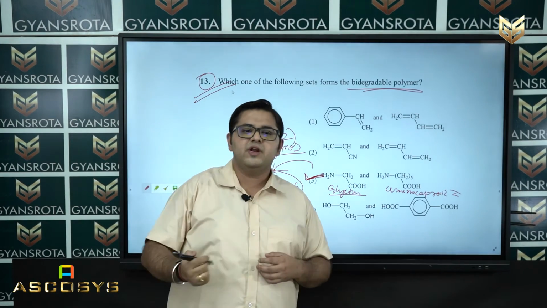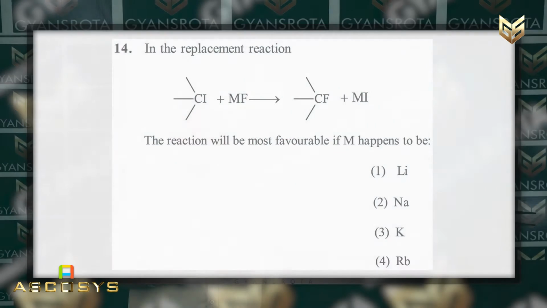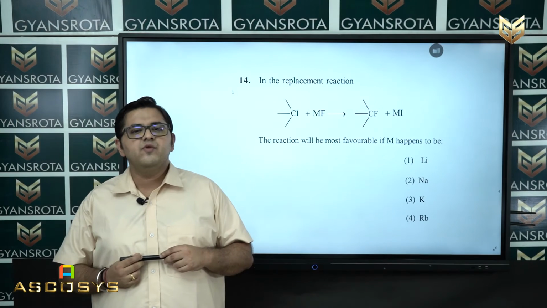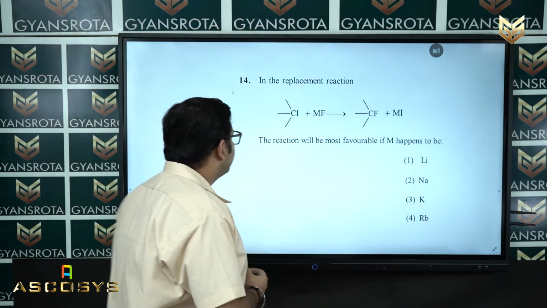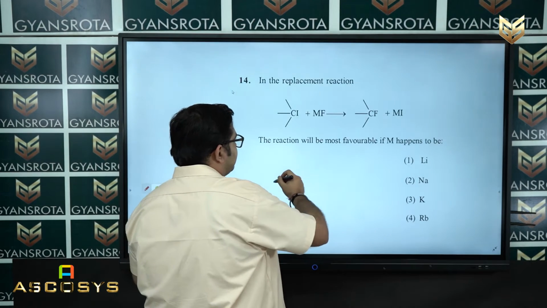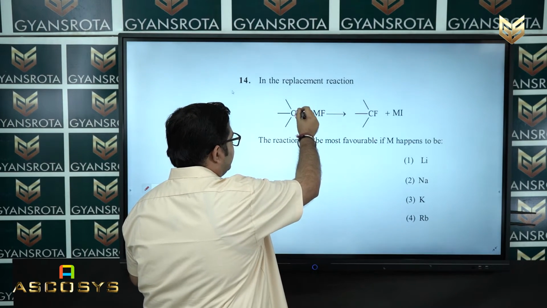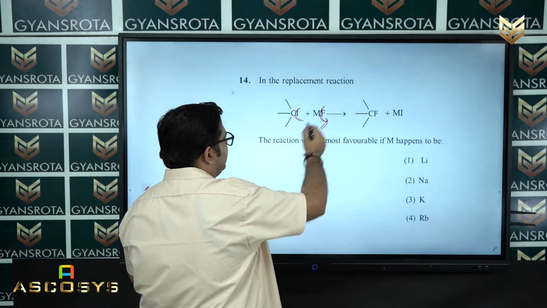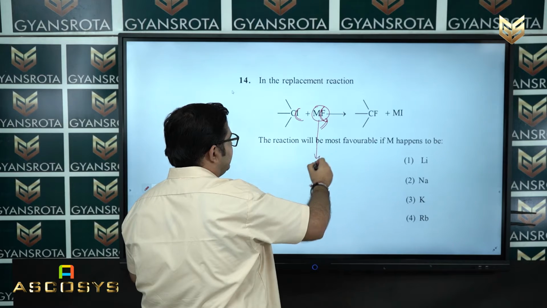Now we are moving to the next question, that is question number 14. Question number 14 is on your screen. In the replacement reaction, they give you the reaction and ask whether the reaction will be most favorable if M happens to be what. Now we are moving to the solution part. In this reaction, this I will be replaced by fluoride, this F. It means this bond should be easily breakable.